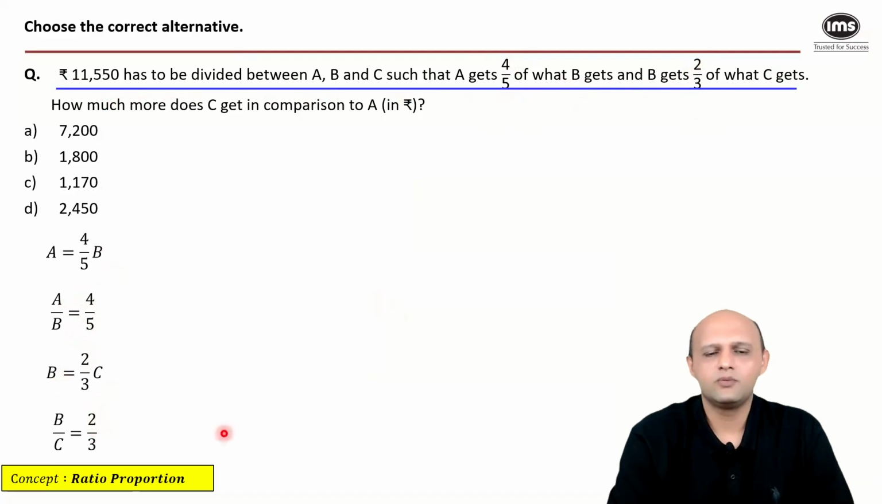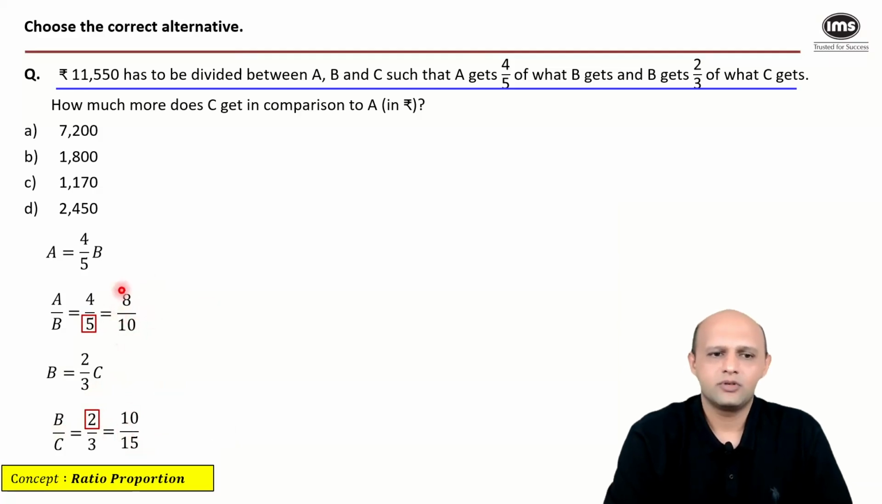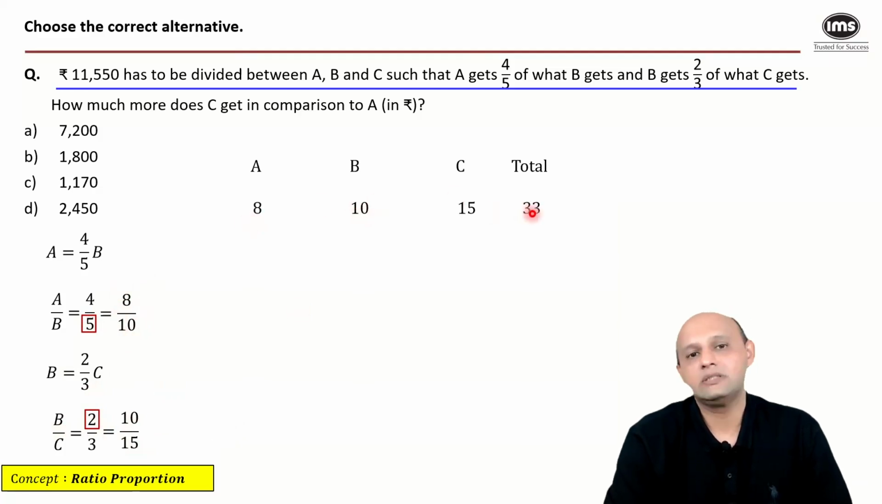Now, can you write all of this in one go? Yes. What's the connector here? The connector here is B. So this ratio can be written as 8/10, which is the LCM of 5 and 2, and this particular ratio can be written as 10/15, making the connector's value similar. Now you could write everything in one go: 8:10:15, which totals 33. So 8 parts, 10 parts, 15 parts, and the total would have 33 parts.